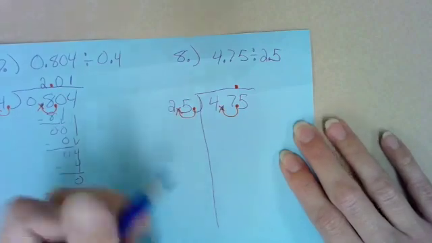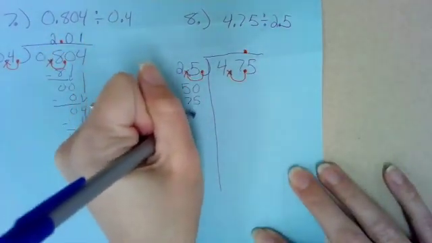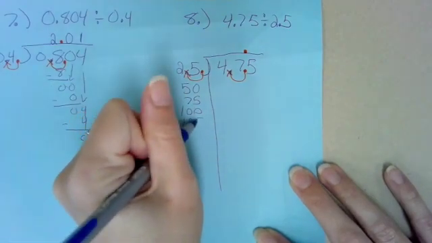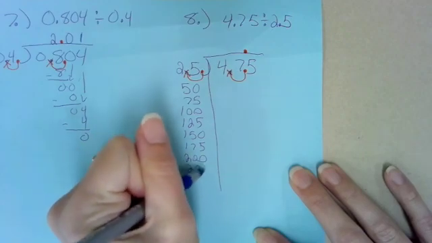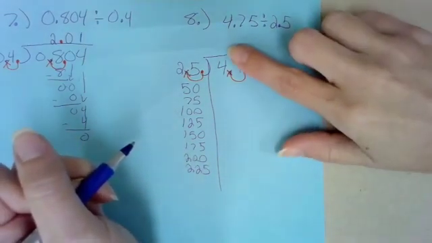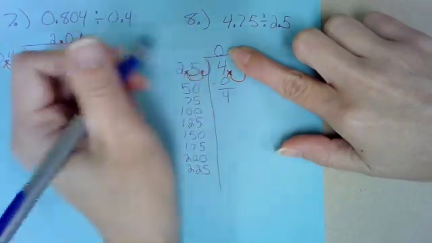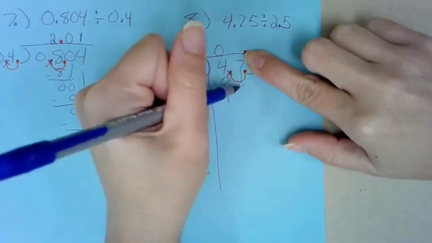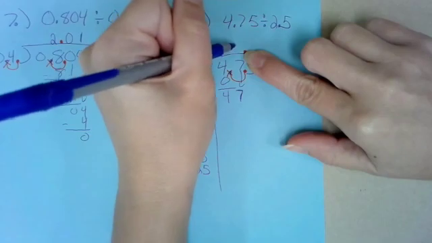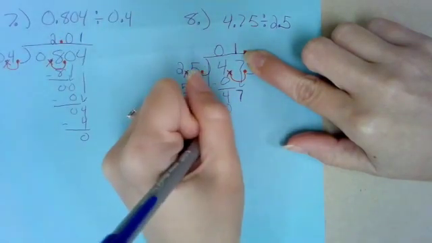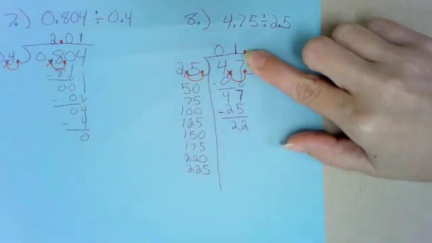The multiples of 25 are just like counting quarters. 50, 75, 100, 125, 150, 175, 200, 225. 4 divided by 25, you can't do that. Put a 0 in your quotient. Bring down the 7. 47 divided by 25 is 1. 1 times 25 is 25. And when we subtract, we get 22.